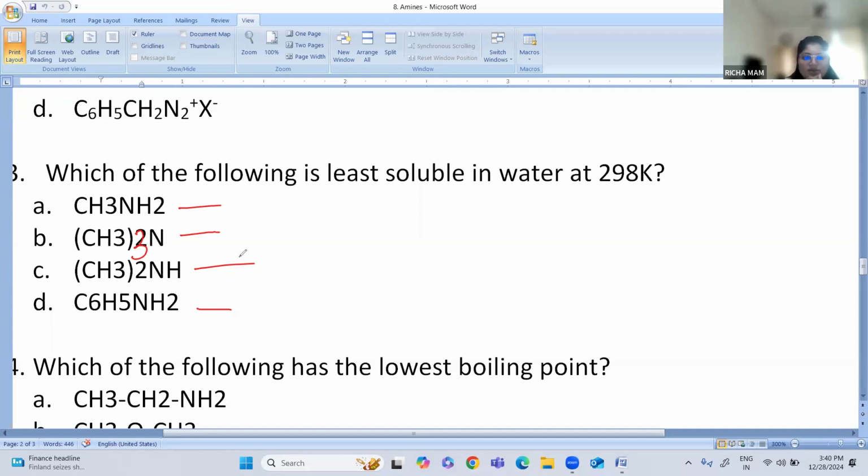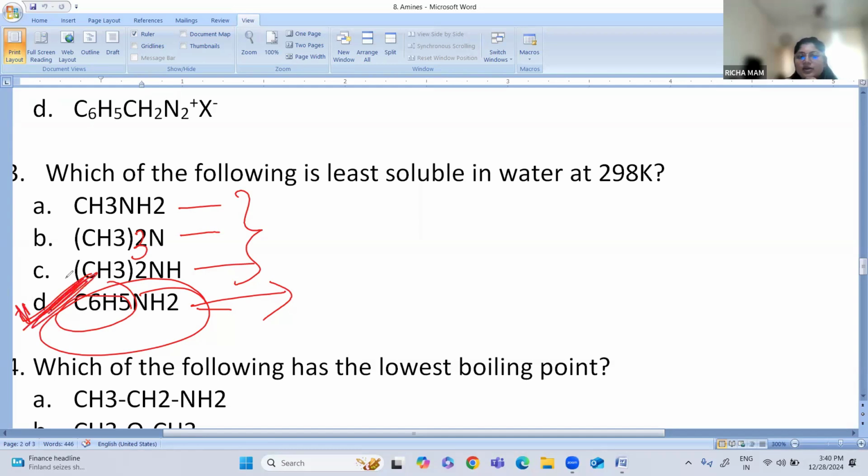Remember that these are your aliphatic amines. Options A, B, and C are aliphatic amines. Aromatic amines are insoluble in water because of the larger hydrocarbon part, which will tend to retard the formation of the hydrogen bond. So option number D.